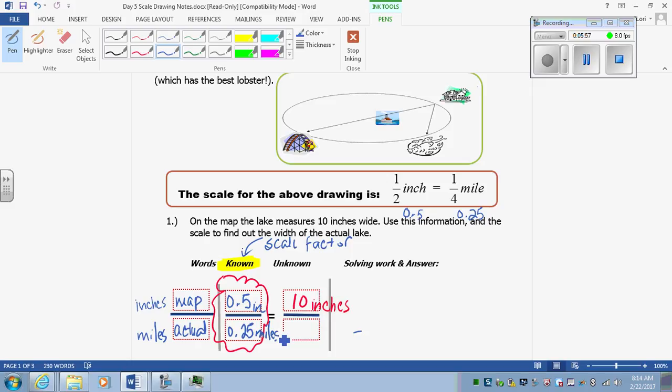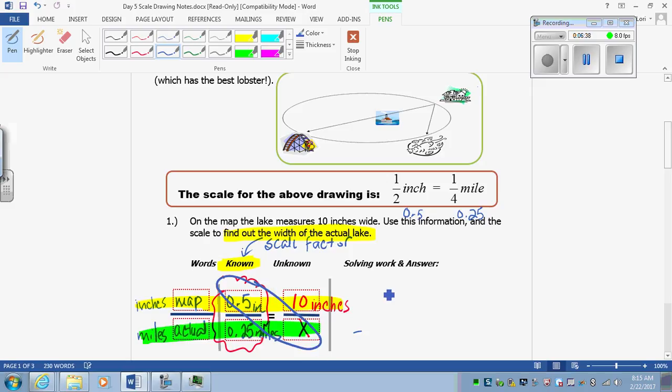What we're asked to find is the width of the actual lake. So we're looking to find out what are the actual miles associated with the 10-inch width. We have inches on the top part of our proportion, in the numerator. Inches go straight across, so all of these values are going to be our inches, and all of the values in the denominator will be our miles. Let's go ahead and solve this proportion using cross multiplication. So let's cross multiply.